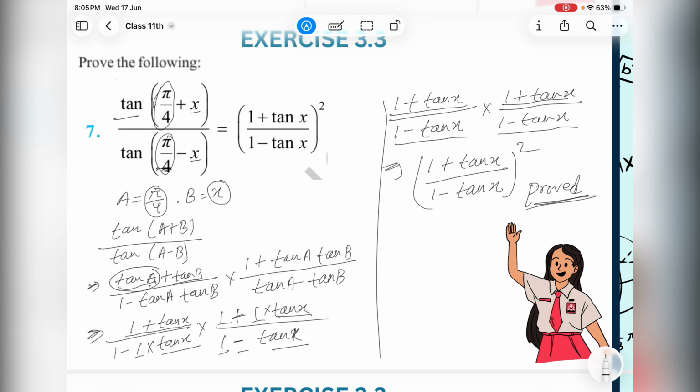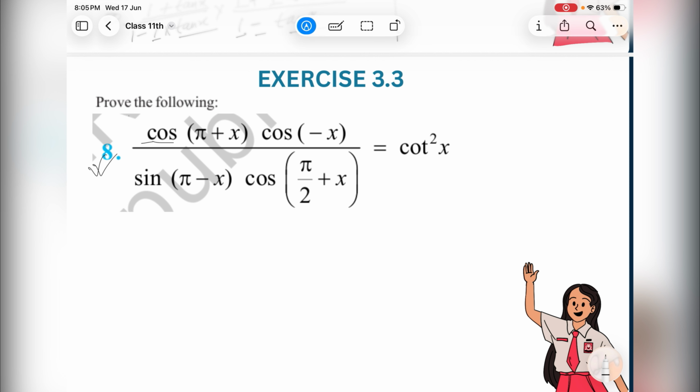Okay, let's see the next question. Question number 8, right? So we have cos(pi plus x), cos(minus x), sin(pi minus x), cos(pi by 2 plus x). So we have to prove it as cot square x, right? So cot square x can be written as cos square x by sine square x. There are lots of different forms. Let's try to convert everything in sine and cos.